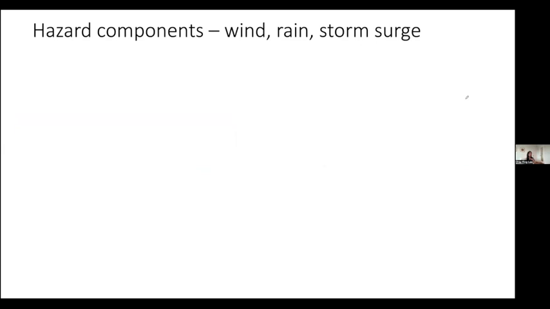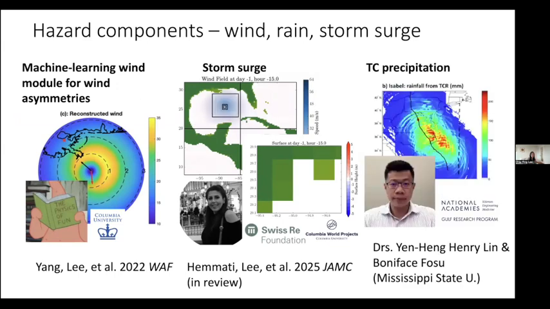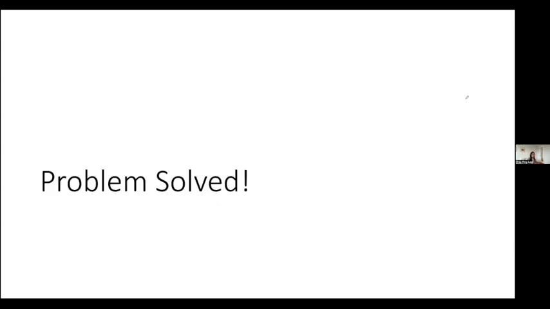Apart from that, the model has different hazard components: wind that can take care of storm surge, and a component that can take care of precipitation. In short, I can probably say problem solved, but not so fast.